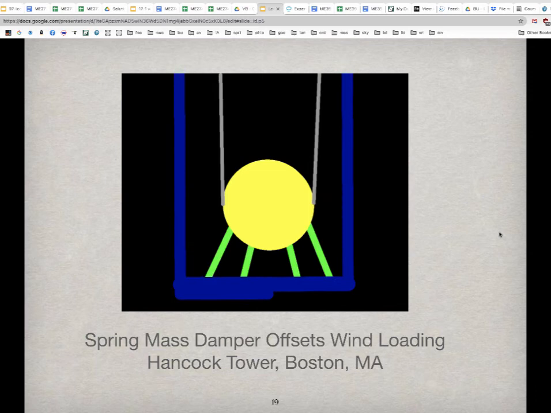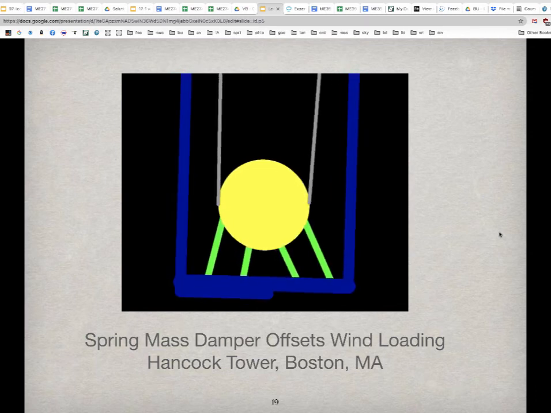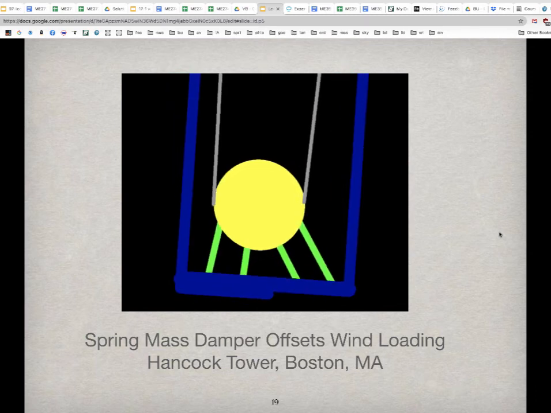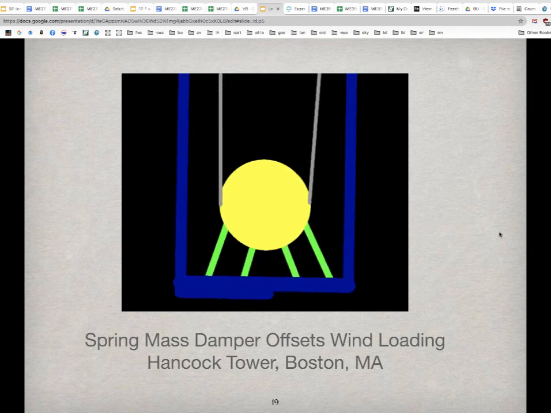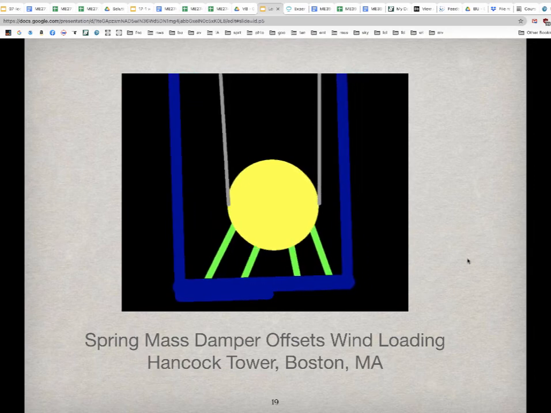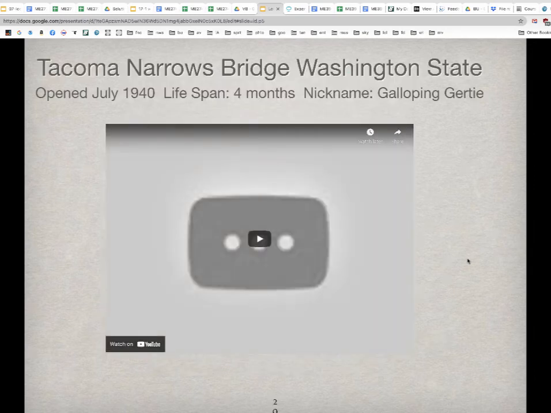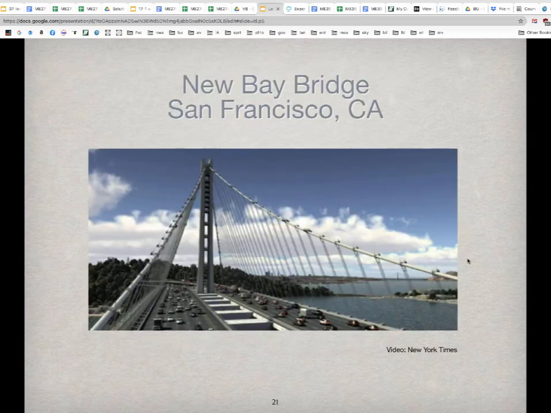Here's another one, an animated GIF. This spring mass damper is in Hancock Tower in Boston, Massachusetts. So it's very similar to the one that you just saw. And we've already seen this in a previous video, so we'll just move on. This one's interesting.